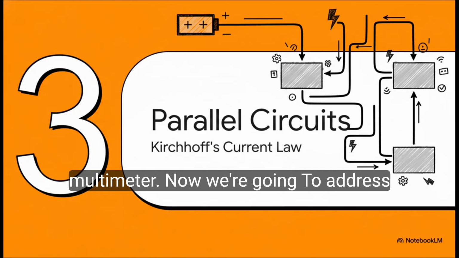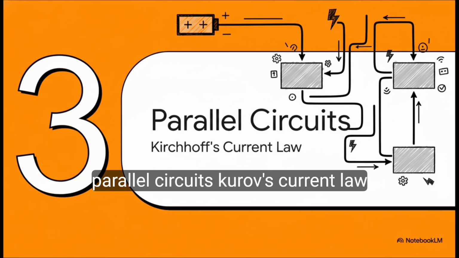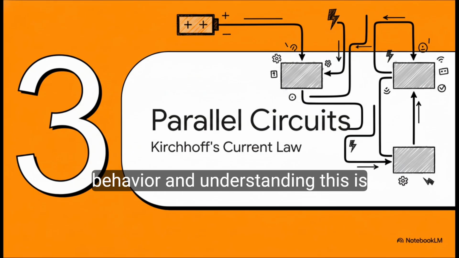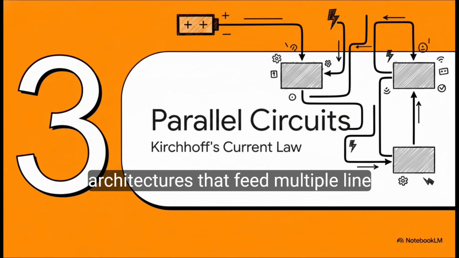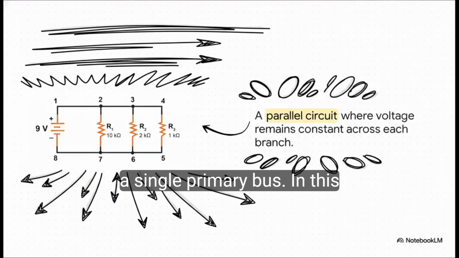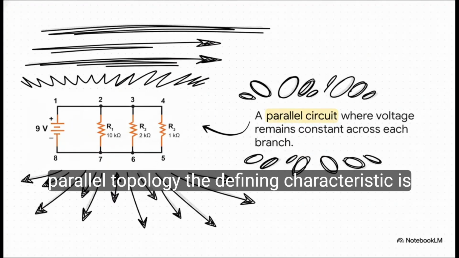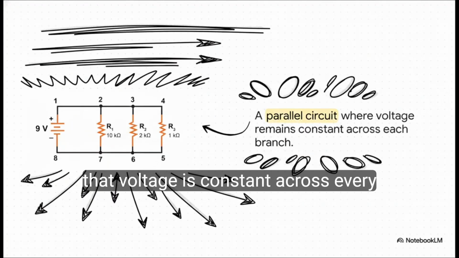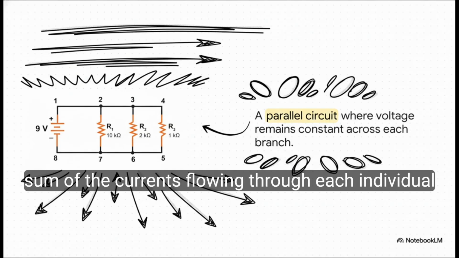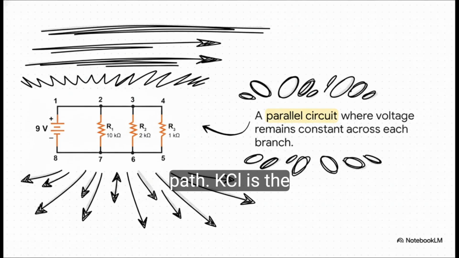Now we're going to address parallel circuits. Kirchhoff's current law, or KCL, governs their behavior. And understanding this is mission critical in power distribution architectures that feed multiple line-replaceable units, or LRUs, from a single primary bus. In this parallel topology, the defining characteristic is that voltage is constant across every branch. Total current, however, is the sum of the currents flowing through each individual path.